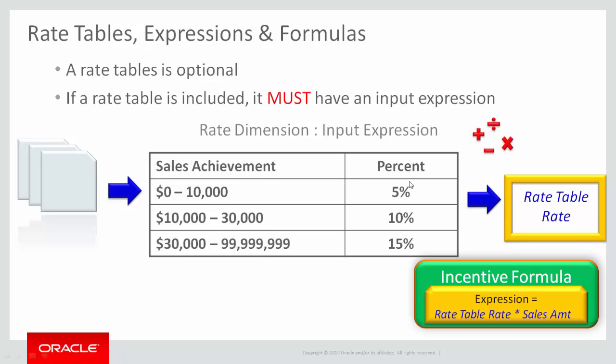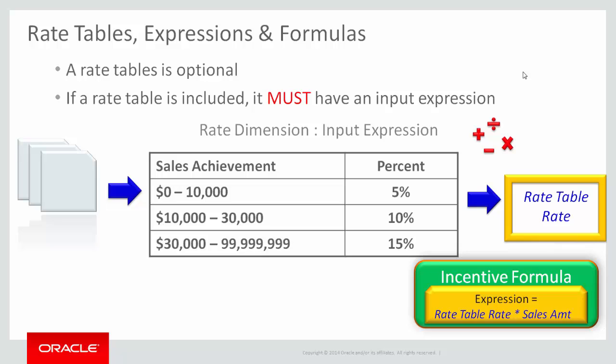So let's look in the center of the screen, let's look at this rate table. I have a basic rate table that says for sales achievement, let's say in this table, there's between $0 and $10,000, $10,000 and $30,000, and $30,000 and above. There are tiers there. Between $0 and $10,000, that's going to pay out a rate of, say, 5%. $10,000 to $30,000, that's going to pay out at a rate of, say, 10%, and then anything above that's going to be 15%.